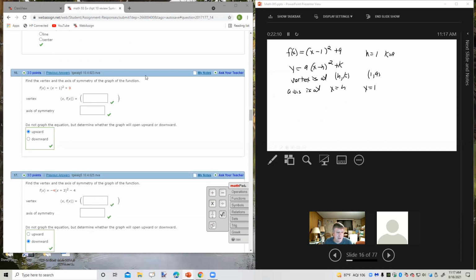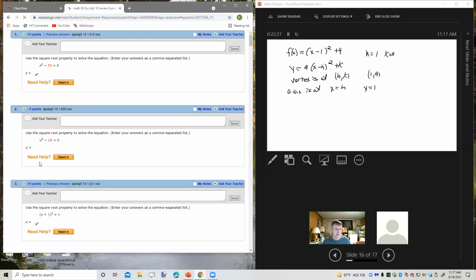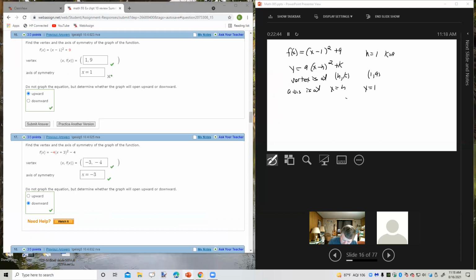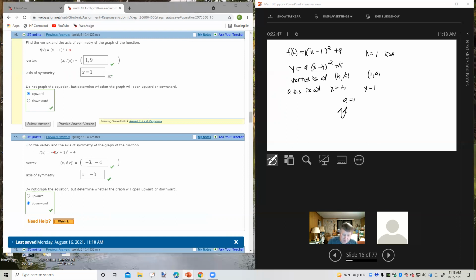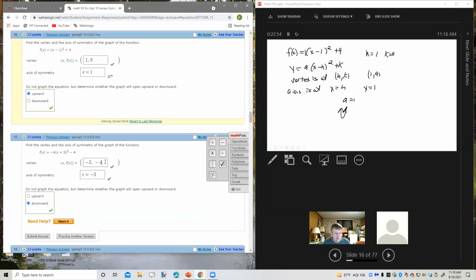I cannot emphasize enough the fact that on the axis of symmetry, you have to put in x equals. If you just put in 1, let me show you what happens. I just put in 1. It is incorrect. It has to be an equation, x equals 1. All right, now, does the parabola open up or downward? Because a equals 1 in this case, it opens upward. Remember, if a is positive, it opens upward. If a is negative, it opens downwards. Okay, and I know these answers keep coming back up, but I'll just keep erasing them.